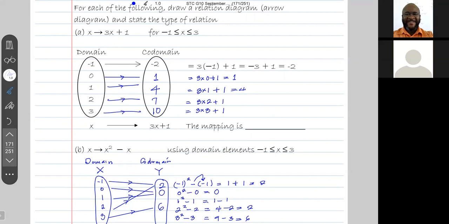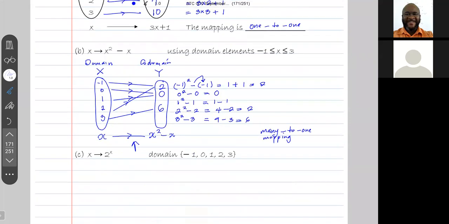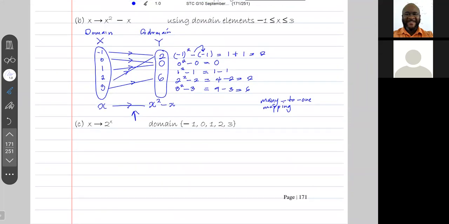All right. So we can see that every element in the codomain is the image of only one element in the domain. This is a 1 to 1 mapping. So this mapping is 1 to 1. Very quickly, guys, I want you to draw the relation diagram for C.